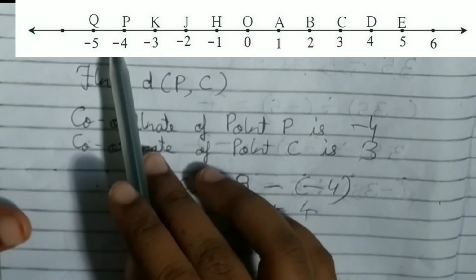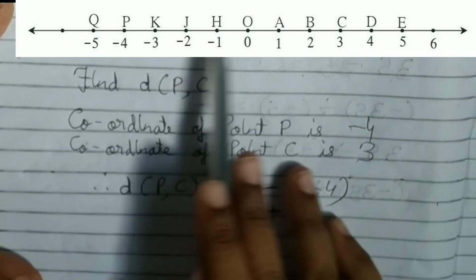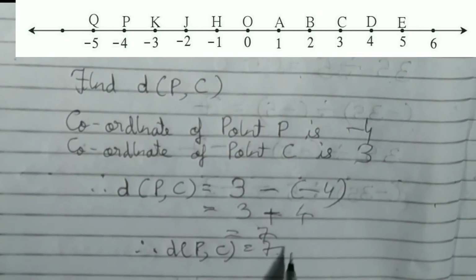From the number line also you can see, the distance between P and C is how much? 7. Therefore distance PC is equal to 7.